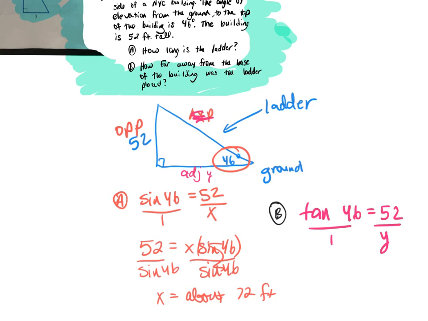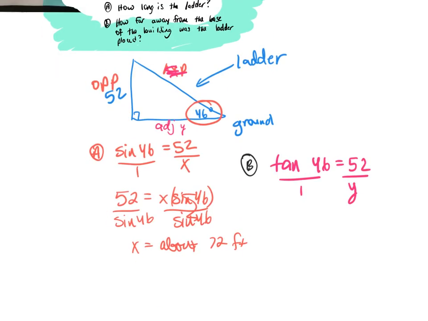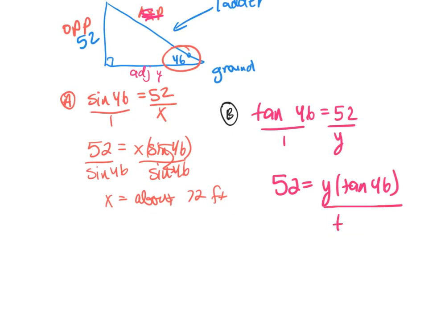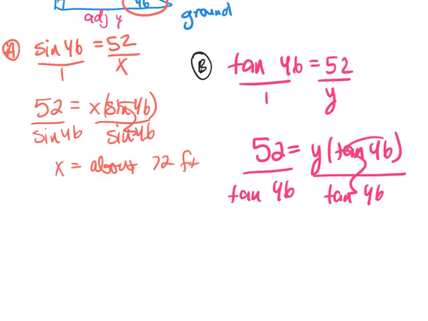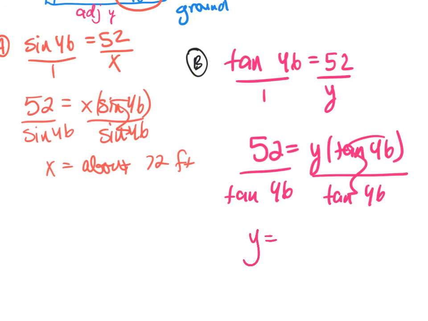So we're doing the same exact process, but the trig function changes because we're looking at a different piece of the triangle. Does that make sense? Divide both sides by what? Tangent 46. And I get y equals, well, what's 52 divided by the tangent of 46? About 50 feet. But do you guys understand how they were asking for two different pieces of information?